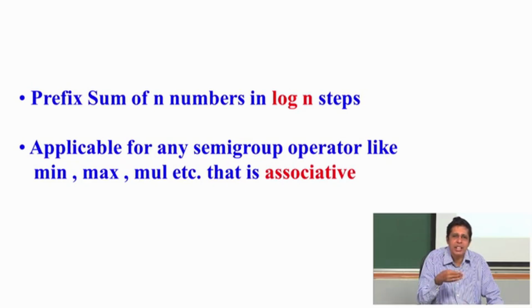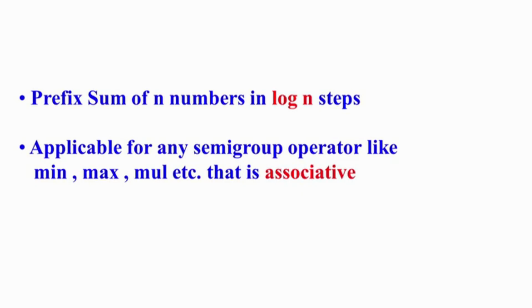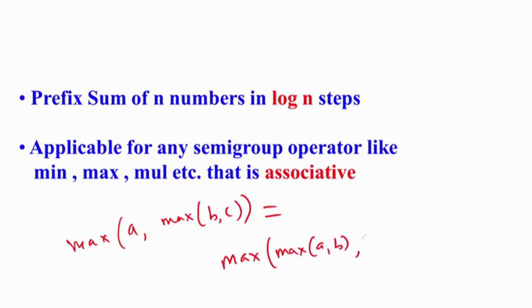So I can do prefix min, I can do prefix maximum, because max of a comma b comma c is max of a comma max of b comma c, right? Max of a comma max of b comma c is equal to max of a comma b comma c, correct. So max is an associative operator. Similarly min, similarly multiply. So I can do prefix addition, prefix sum, prefix maxima, prefix minima, prefix multiplication, okay.